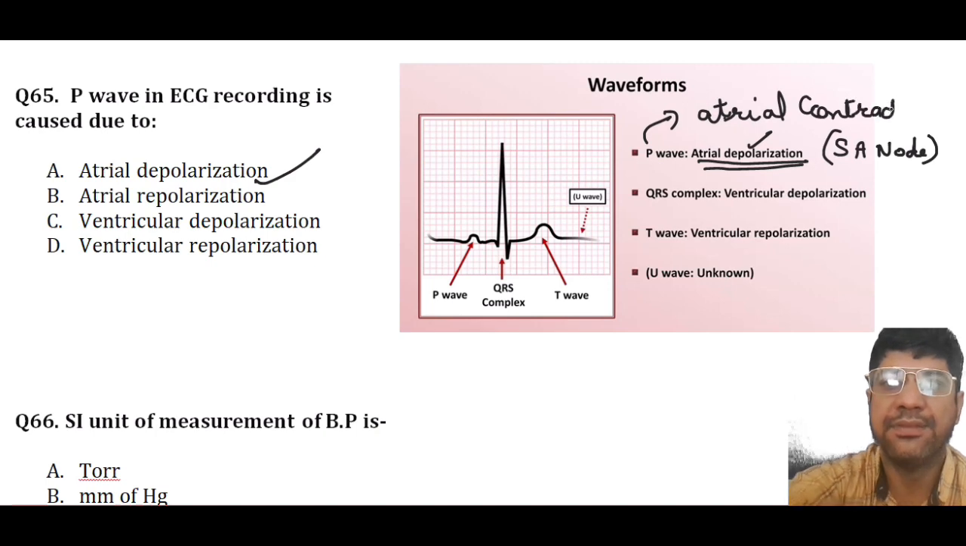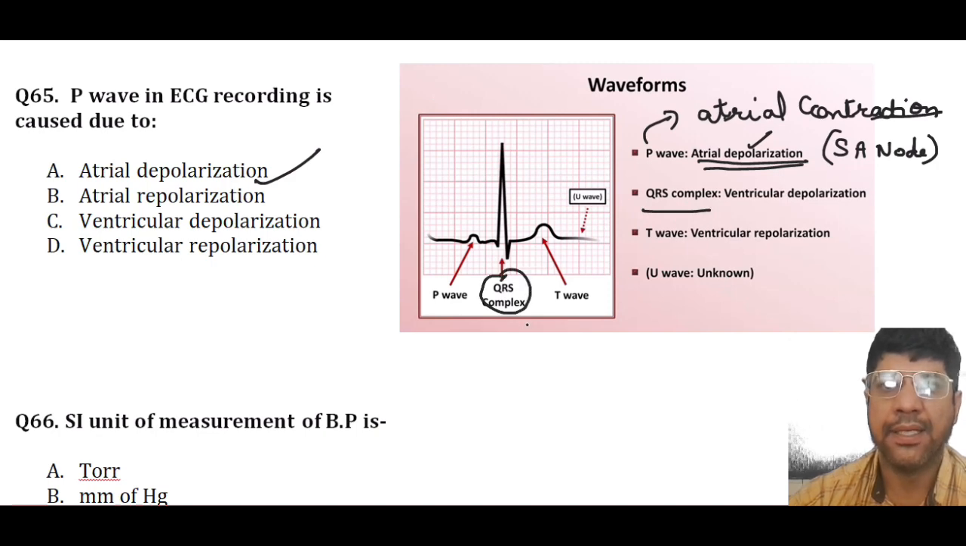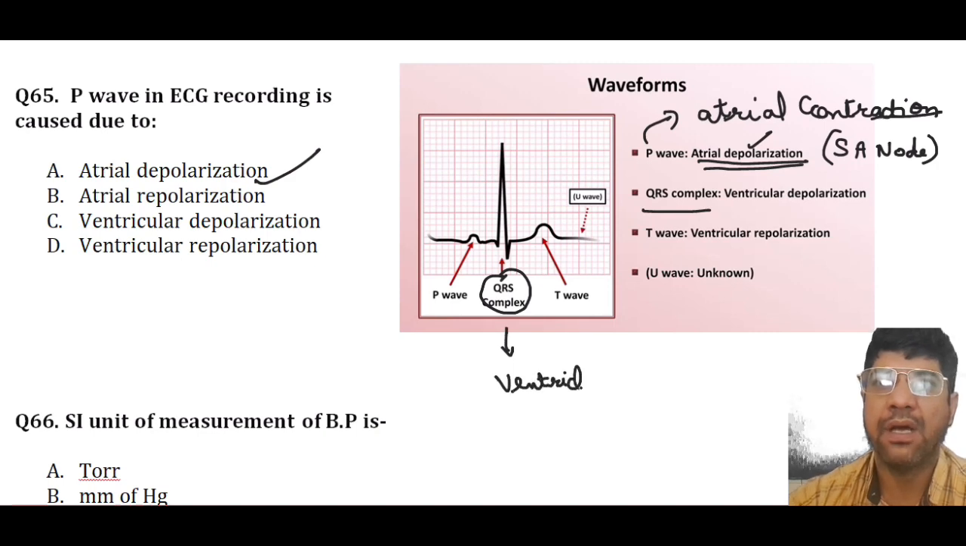The other is the QRS complex. The QRS complex indicates the ventricular depolarization. So that is the electrical activation of the ventricles, that is the lower chambers of the heart. It includes Q wave, R wave, and S wave. So that leads to ventricular contraction.